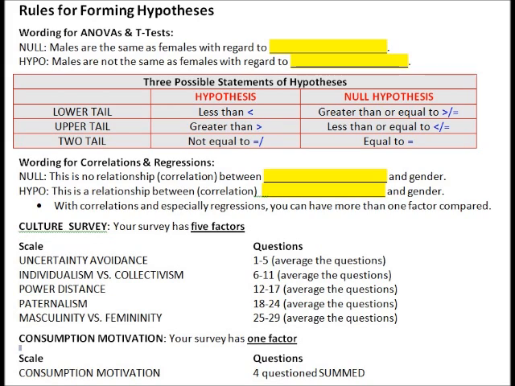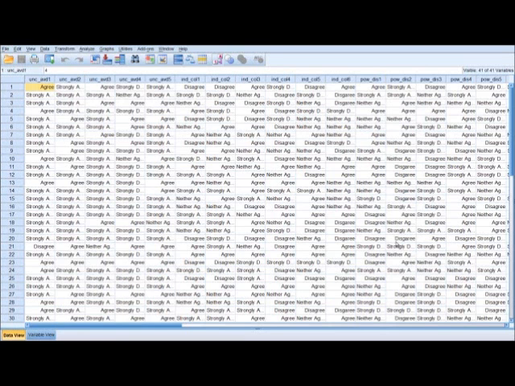Now, if you want to do a regression or a correlation, the wording is slightly different. If you look below, there is no relationship or correlation between uncertainty avoidance and gender, and there is a relationship between uncertainty avoidance and gender. That's it. You can change the wording a little here and there, but don't get fancy. This is exactly how you want to write it. This is the one time where it's okay to actually copy the exact words.